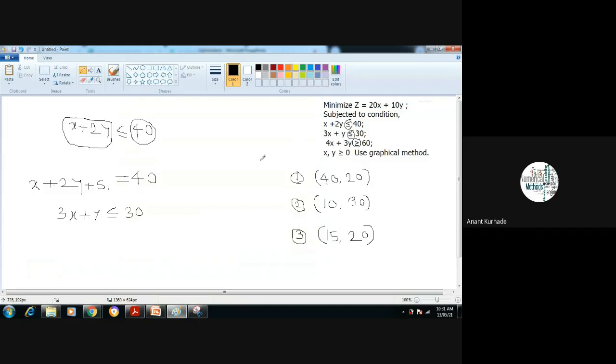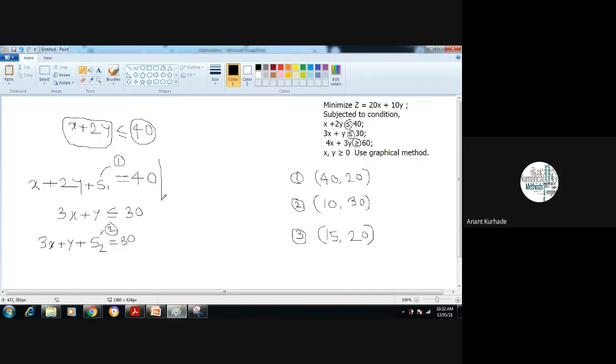Now we have already used slack variable s1 for the first constraint. For the second constraint you have to think about only s2. Then you can write this equation: 3x plus y plus s2 is equal to 30, as you cannot use s1. So this is our first step for the simplex method. For the first constraint we are using s1, for the second constraint s2.